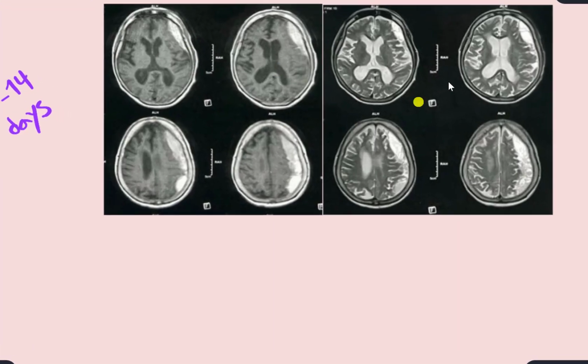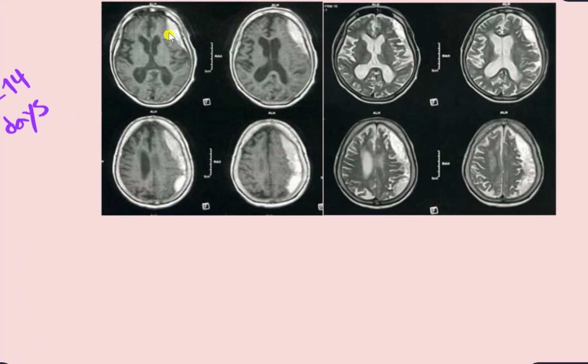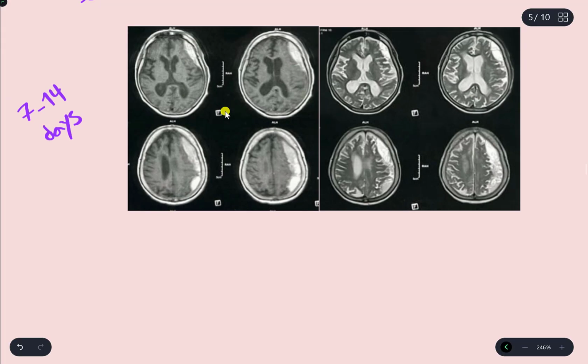This is T1 sequence and this is T2 sequence. Bright signal in T1 and bright signal in T2, hyper-intense in T2, hyper-intense in T1. This is late subacute hematoma with the onset of hematoma from 7 up to 14 days.